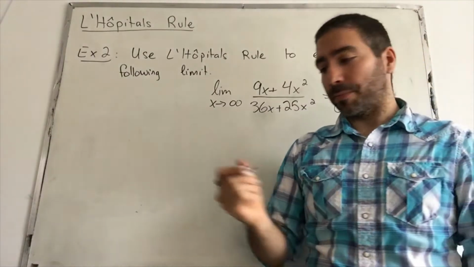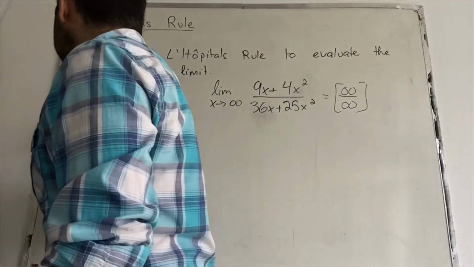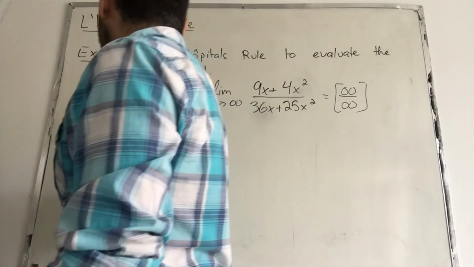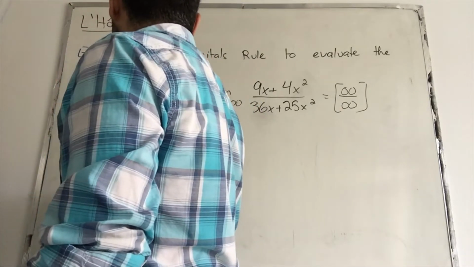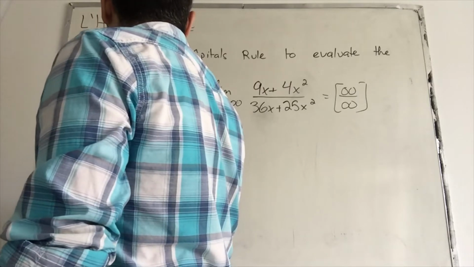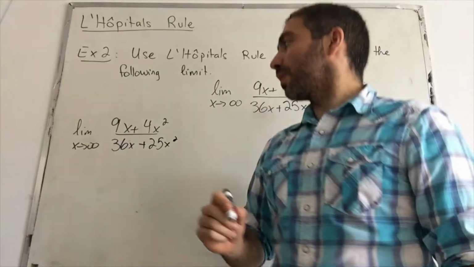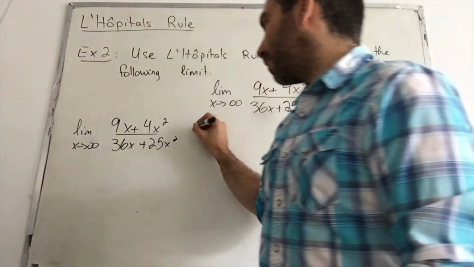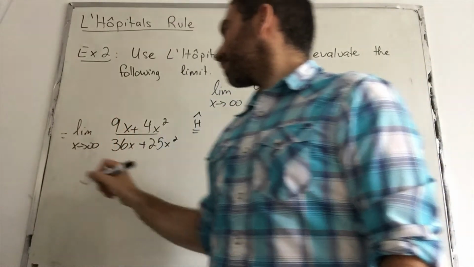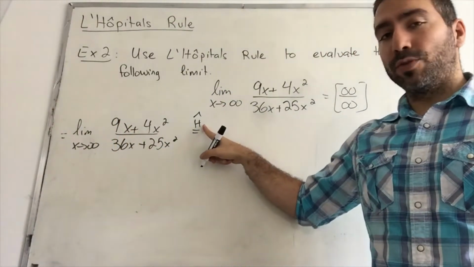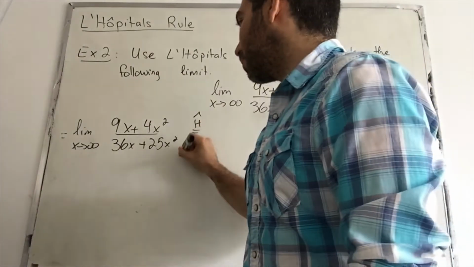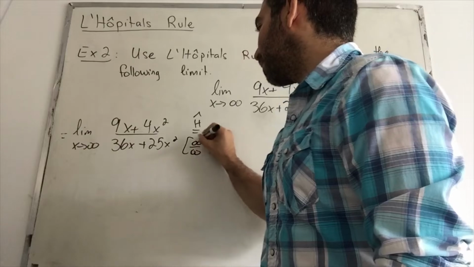So let's use L'Hopital's. So we write the limit as x goes to infinity of 9x plus 4x squared over 36x plus 25x squared. Okay, so we know it's an indeterminate form infinity over infinity. We put our equal sign. We put the H with the hat on top, so this is signifying that we're applying L'Hopital's rule, and we write the indeterminate form underneath. So in this case, it's infinity over infinity.